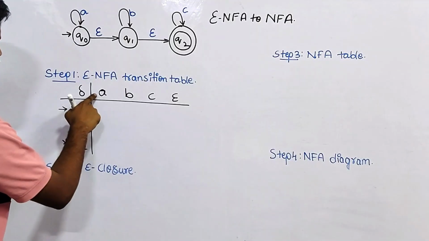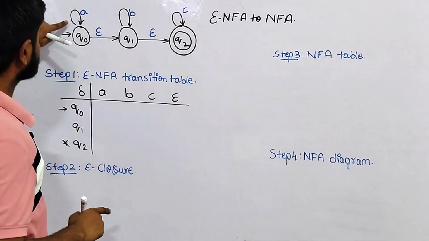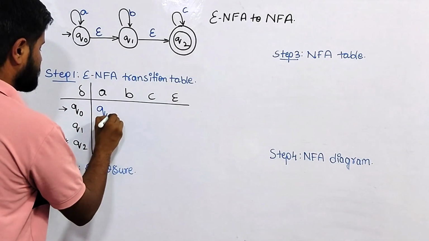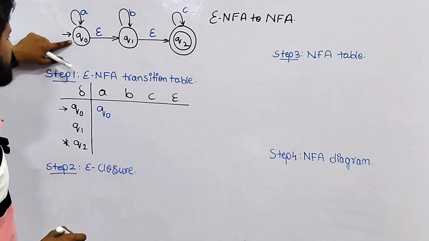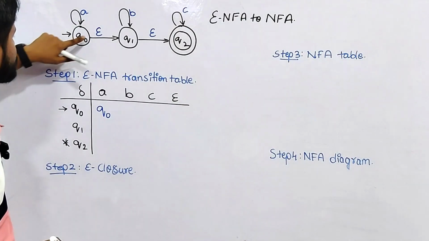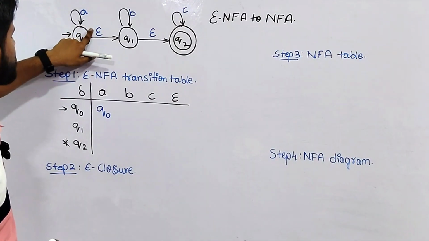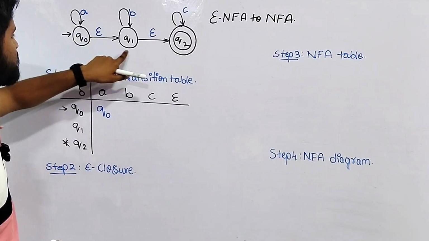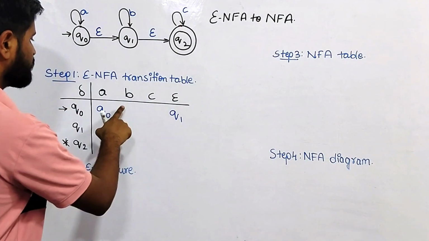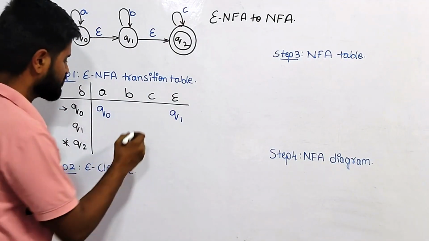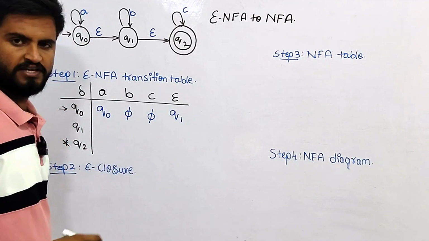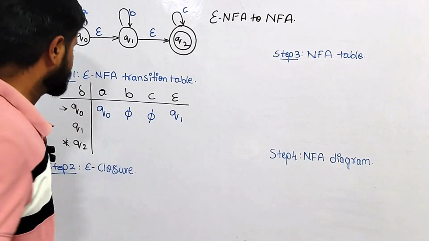So Q0 when A is given as input, it is coming to Q0 itself. Next, whether B is given as an input for Q0? No. C? No. Epsilon is given. When epsilon is given, it is moving from Q0 state to Q1. So Q1 it is moving. So B and C are not given as the inputs. So I will be writing null. Or you can call it as phi, which represents the null.